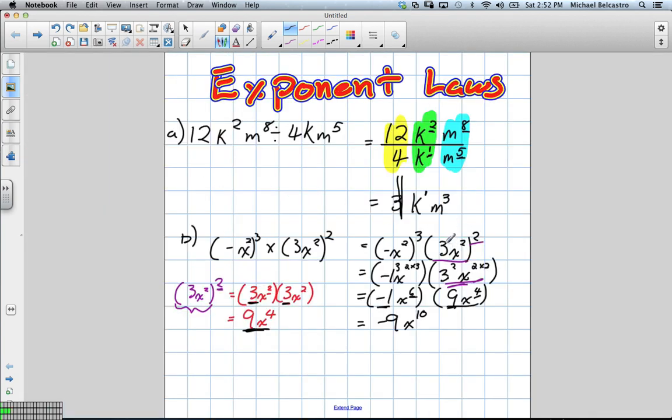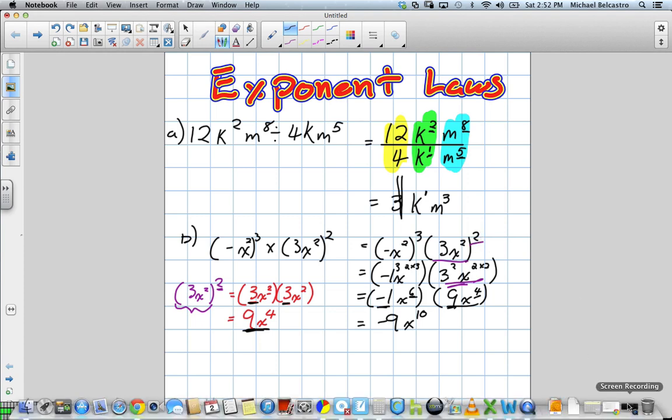Okay. So always be aware that our coefficients need to take on the value of our exponents too when they're on the outside.